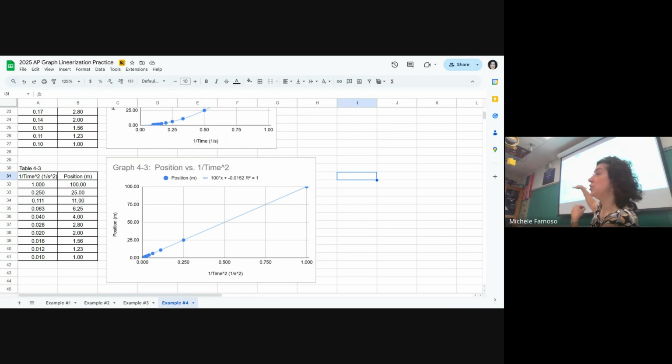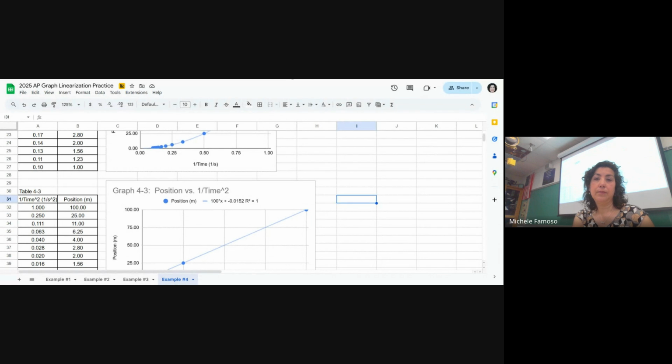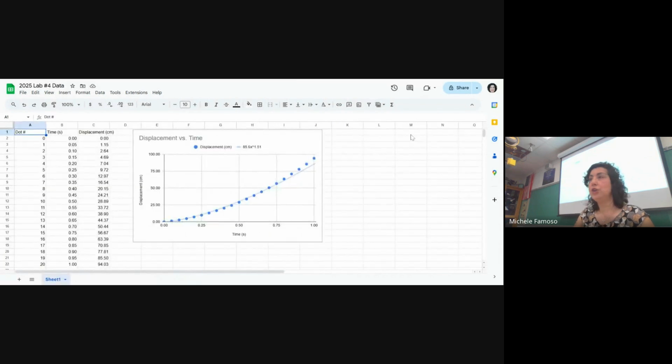Okay. Any questions? Okay. Then let's go to your Google Sheet that you have for lab 4. Okay, you should have shared a sheet with everyone in your group so you're all working on it together. You can all make edits at the same time. That's the idea.